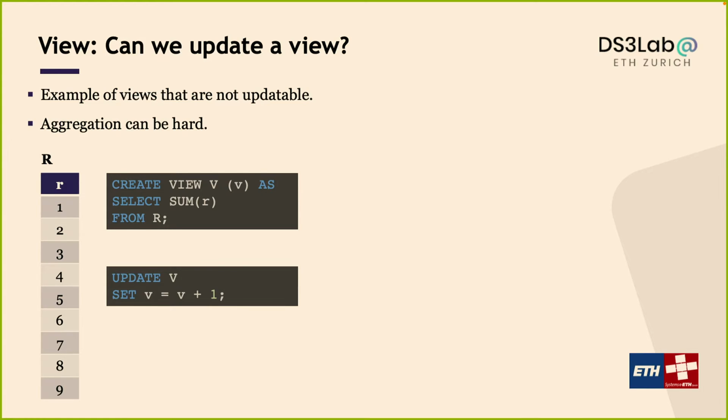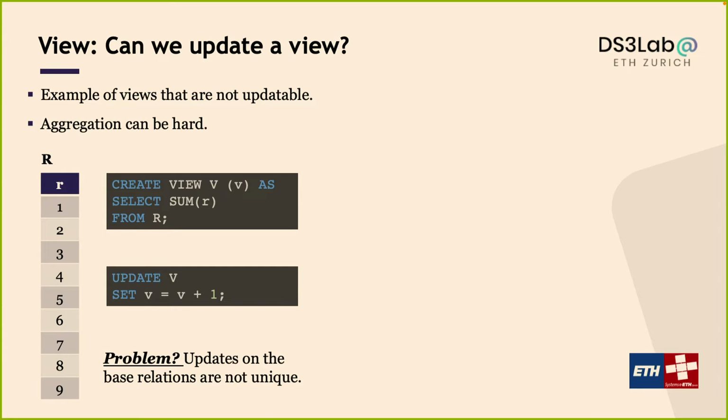You want the sum to increase by 1? Yeah, I could change the first tuple from 1 to 2. Or I can change the second tuple from 2 to 3. Or I can insert a new tuple, like one equal to 1. So given what you want, there are so many different ways I can update the base relation.